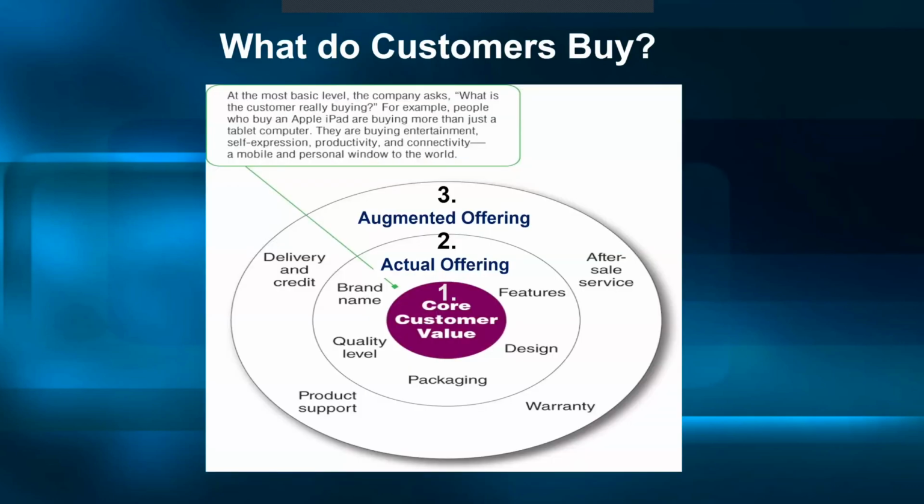3 things is the reason why customers buy. The first and foremost is right there, right in the bullseye, right in the center, the core customer value, the value of whatever the offering is. The second is the actual offering itself, the brand, the quality, the feature of the product, the design, the packaging. And third is the augmented offering, things like the warranty, the service, the post-service, the product support, the delivery, the credit terms. Those are all the things that customers buy. As I said earlier, they are the features, functions, advantages, and most importantly, they are the benefits to the customer, the value to the customer.